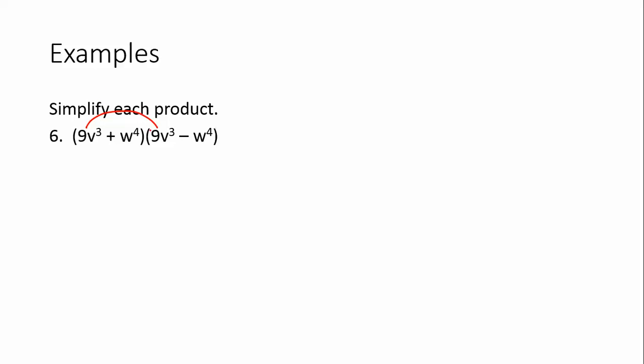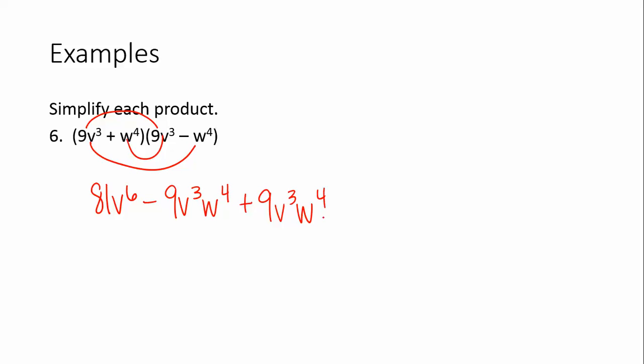So 9v cubed times 9v cubed is 81 v to the 6th. We have our outside, 9v cubed times a negative w to the 4th. We get negative 9 v cubed w to the 4th. Inside, w to the 4th times 9v cubed, another positive 9 v cubed w to the 4th. Remember, in multiplication, we can write it in any order. We typically write the constant first, followed by the variables in alphabetical order.